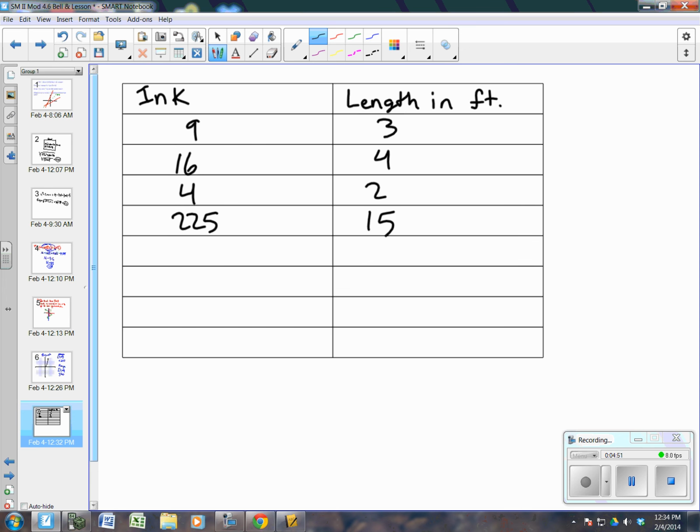If ink is x, what is length in feet? No, ink is x. Ink is x. So what is length in feet? X to the 1/2 power. What's another way of writing that? Square root of x. Good. Square root of x. Because if you look at all those problems on the left, we took the square root of them to get the one on the right. Is that correct? Okay, who can come up and draw the graph of that one for us?